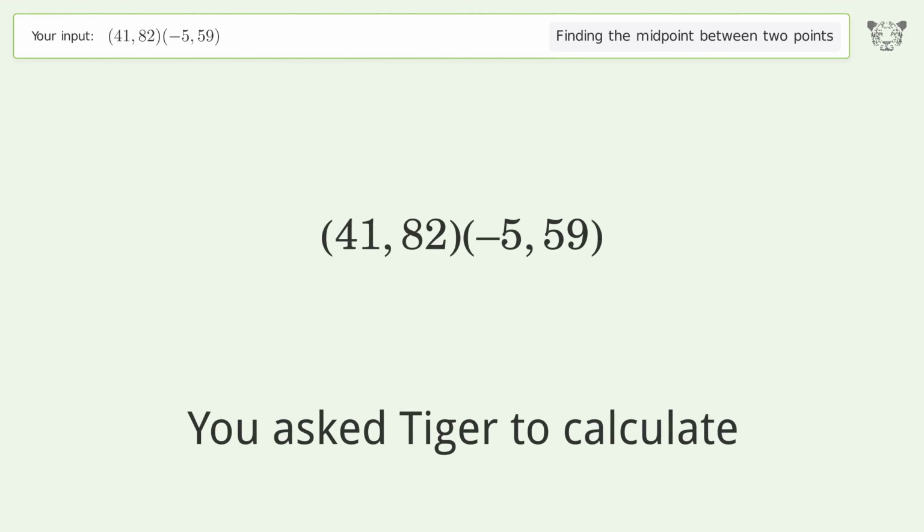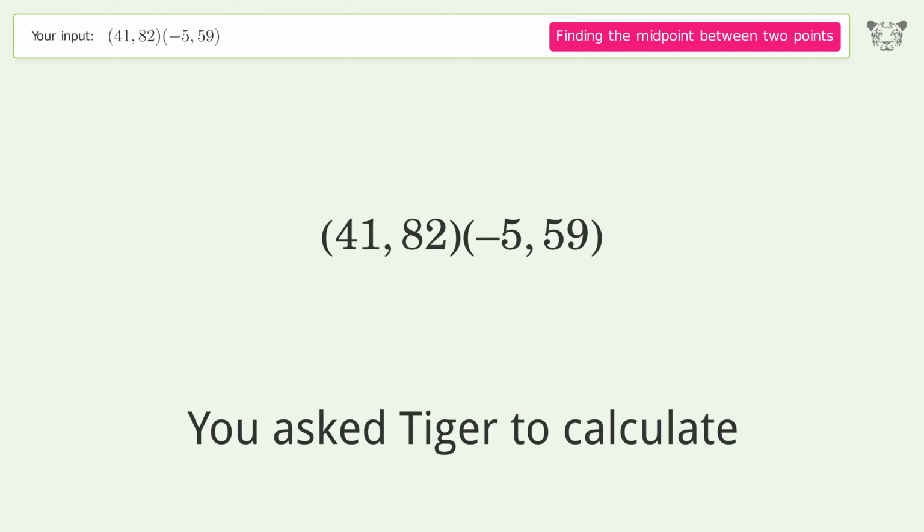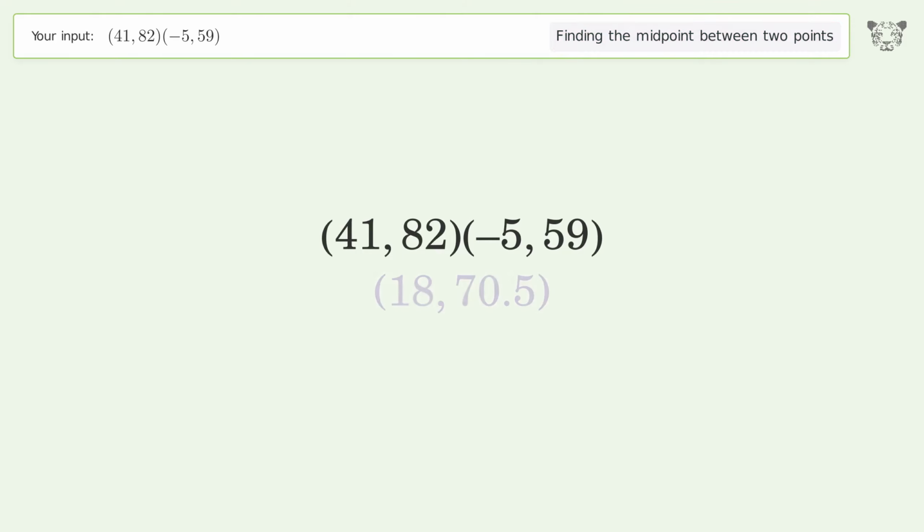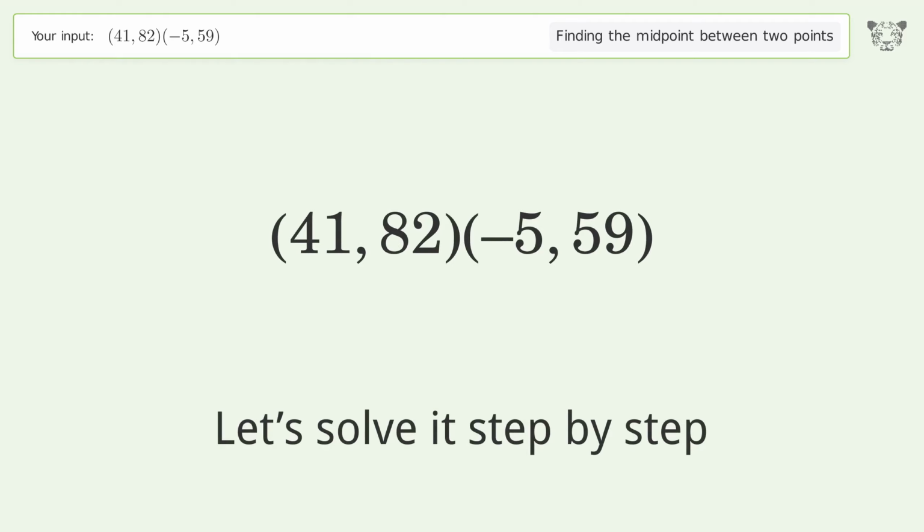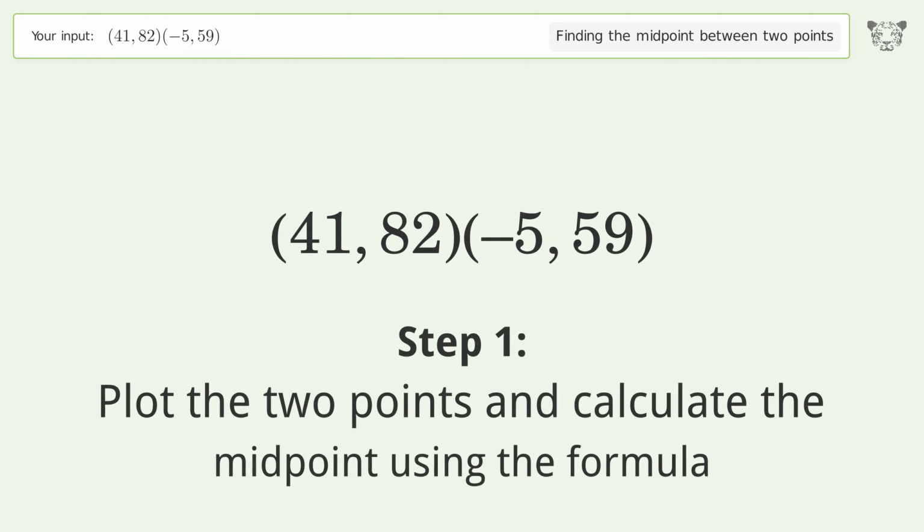You ask Tiger to calculate. This deals with finding the midpoint between 2 points. The midpoint between the 2 points is 18, 70.5. Let's solve it step by step. Plot the 2 points and calculate the midpoint using the formula.